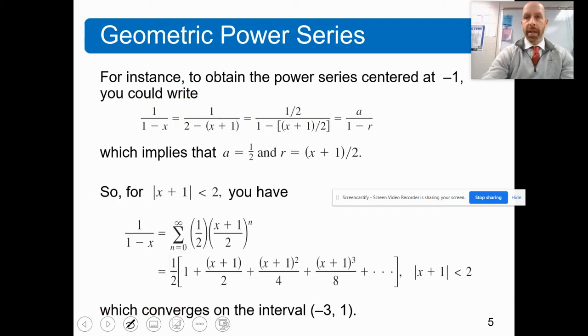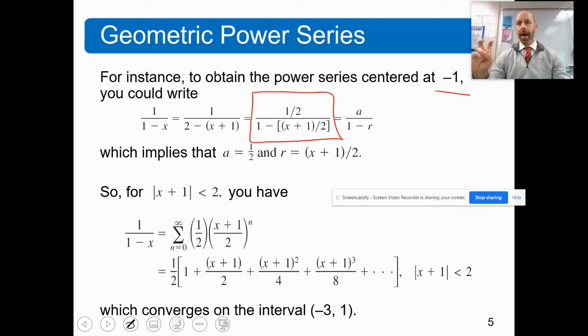So again, let me go back to the beginning. If I want this centered at negative 1, I have to massage my fraction to look like it's still in the correct form, but now with x plus 1 in for x. This now means that a is 1/2, and r is the quantity x plus 1 divided by 2.